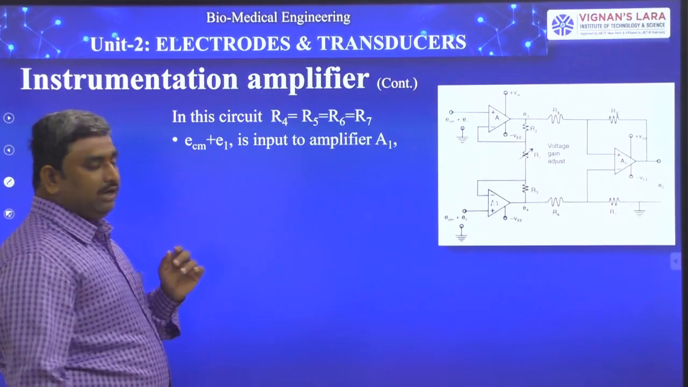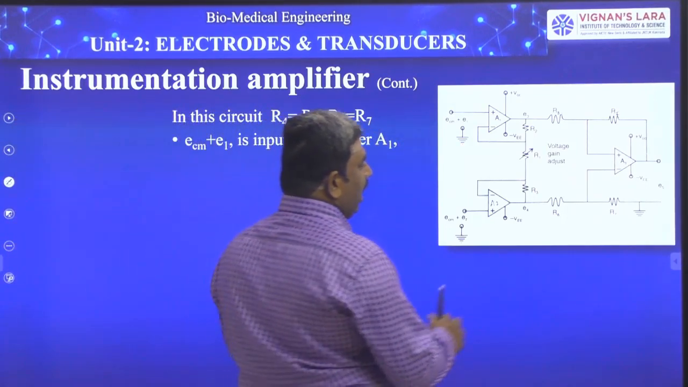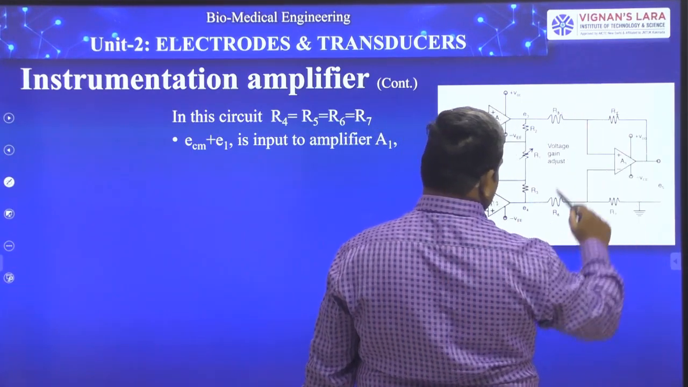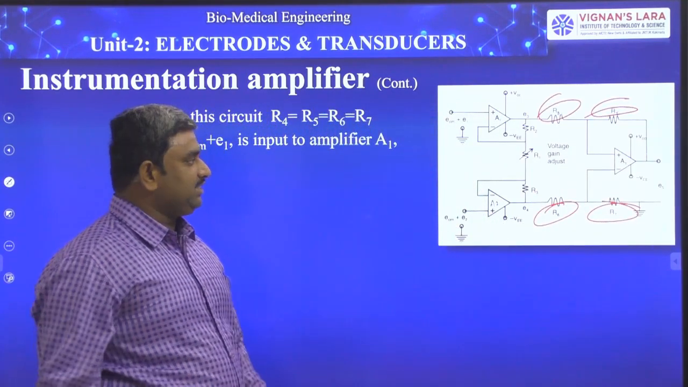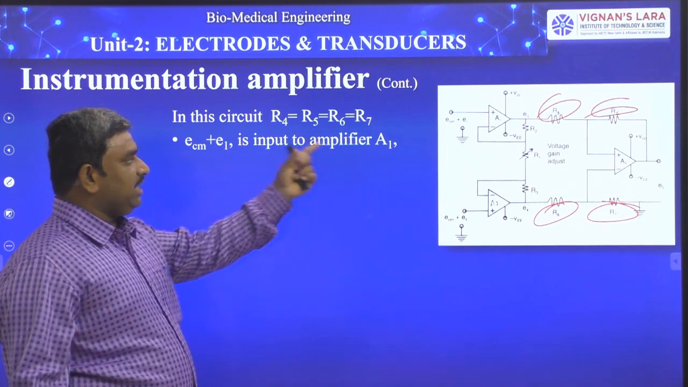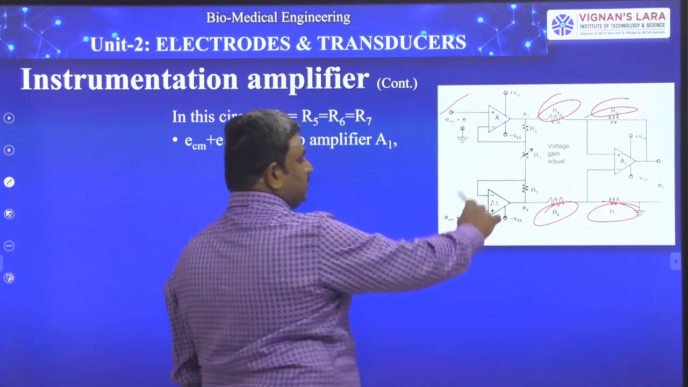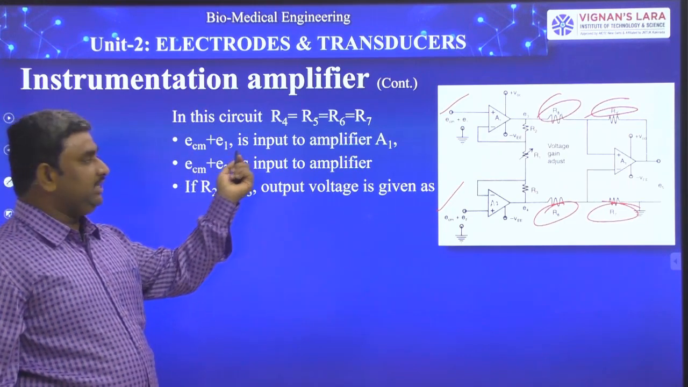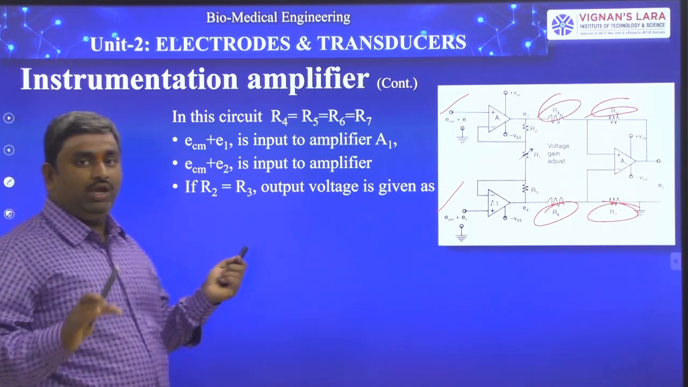So coming to this circuit, generally R4 is equal to R5 is equal to R6 is equal to R7. These are R4, R5, R6, R7. If these are equal resistances, then ECM plus E1 is the input of amplifier A1, and here these two are equal. Now we are taking the inputs. There are two types of inputs at A1 and A2. At A1, ECM plus E1, and at A2, ECM plus E2. These are the two input signals of the two op amps.